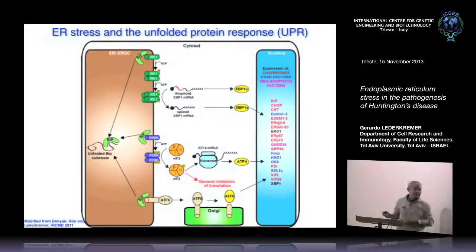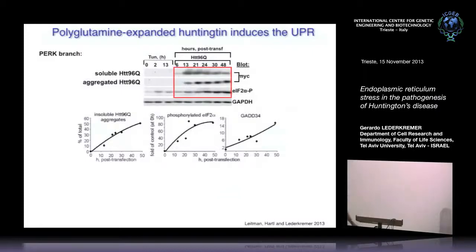When the transcription factors get into the nucleus, they induce transcription of what? As I mentioned before, chaperones, to try to fold the proteins better, and ERAD factors, like the derlin that I mentioned, HRD1, etc., to degrade more of the unfolded proteins. And in the long term, there's also induction of pro-apoptotic factors like CHOP, for example. So this is a bit on the UPR. Now, is there induction of the UPR?